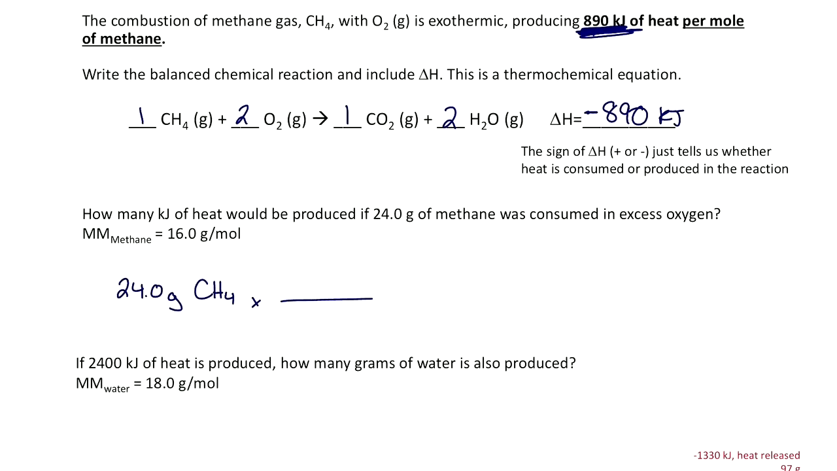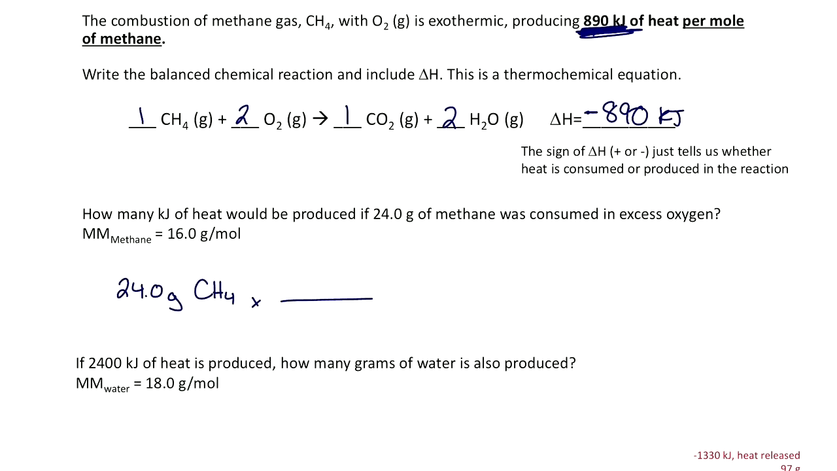There's a couple hints here. I tell you it's exothermic, so it should be a negative sign. Also, I say that it's 890 kilojoules of heat released. The reaction releases it, so it's a negative sign. The sign here tells you whether energy, heat, is being released or absorbed by your system.